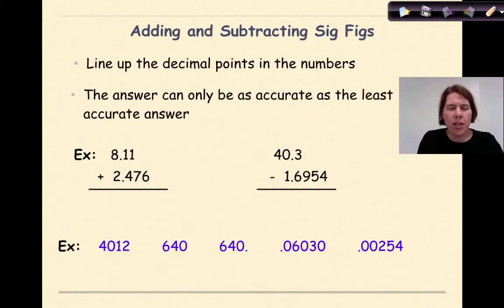So let's first start talking about adding and subtracting significant figures, and as a result of looking at this, also talk about how to determine the number of significant figures in numbers. The first thing you really need to know when adding and subtracting significant figures is that you want to line up your decimal points. That is really key. Adding and subtracting is all about decimal point location.